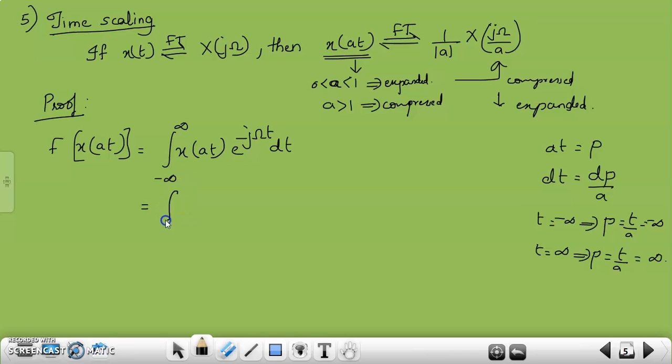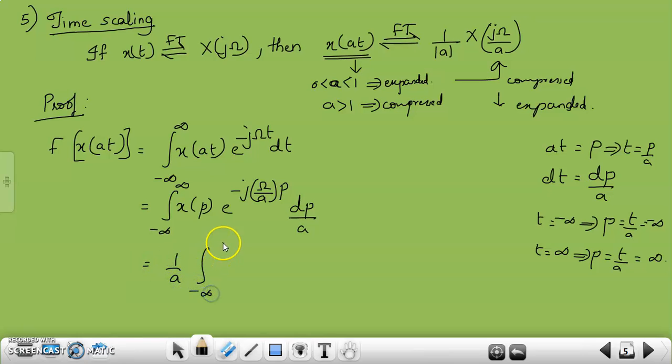And therefore I can write this as equal to integral from minus infinity to infinity x of p e raised to minus j omega into t, where t is actually p by a. So I can write e raised to minus j omega by a into p, dp by a. This I can write as 1 by a integral minus infinity to infinity x of p e raised to minus j omega by a p dp.